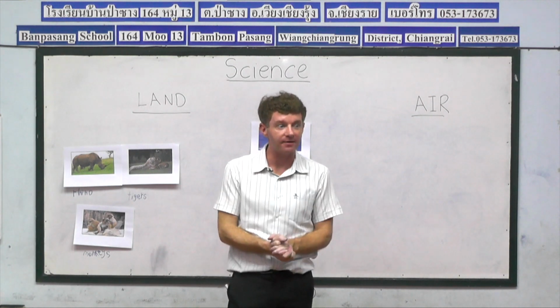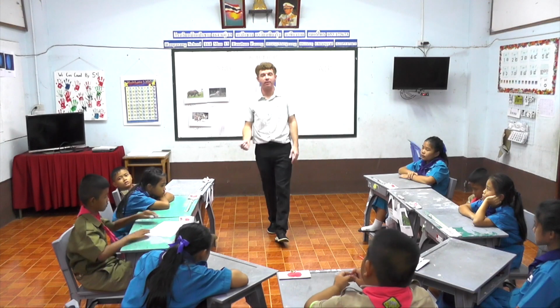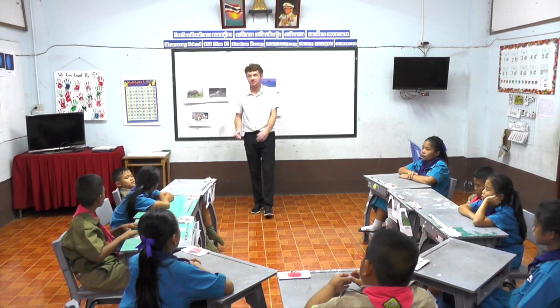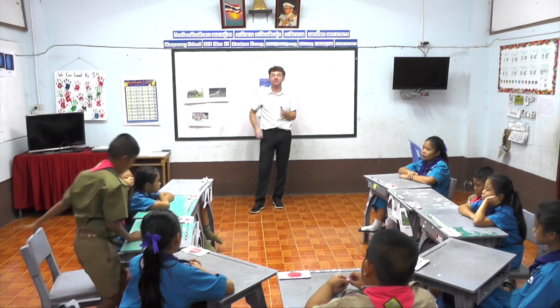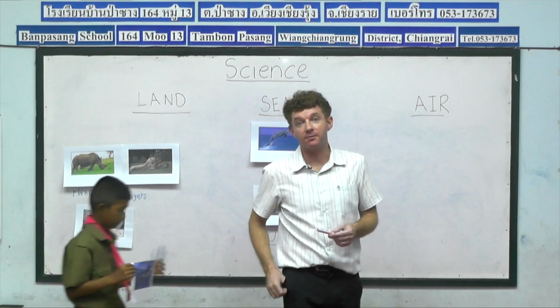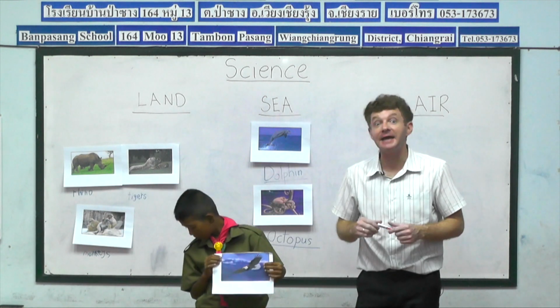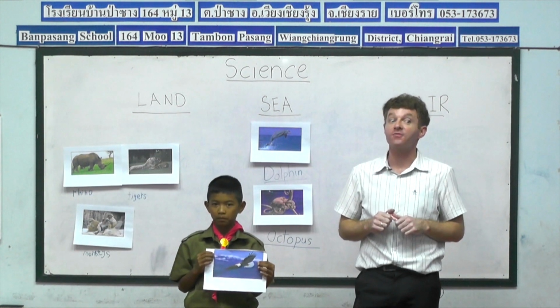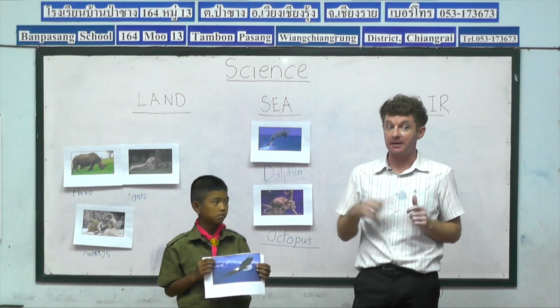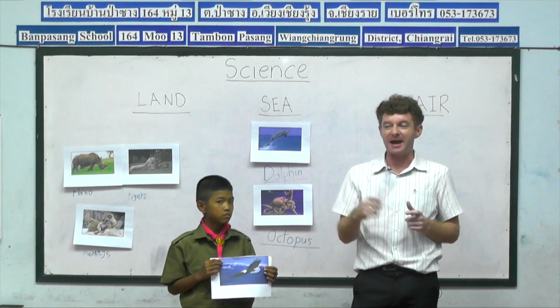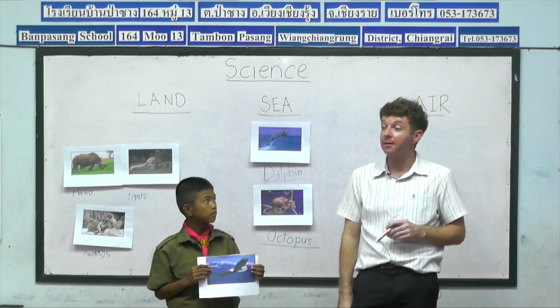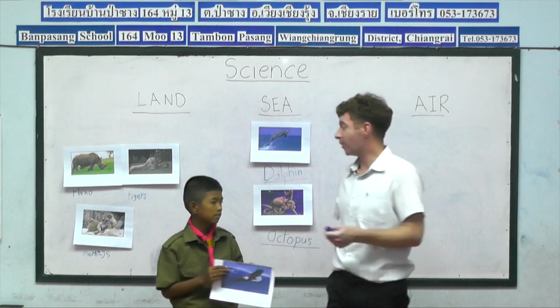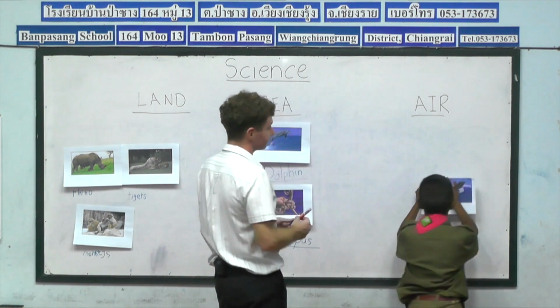And now for our next one. So Pat can bring his animal to the front of class. What animal does Pat have on his flashcard? What animal can we see, guys? Eagle. Okay, now what type of animal is an eagle? Land animal? Air animal, or we call it a bird. All birds are air animals.